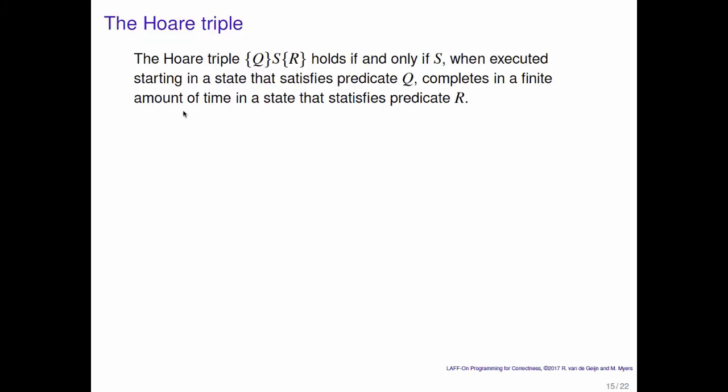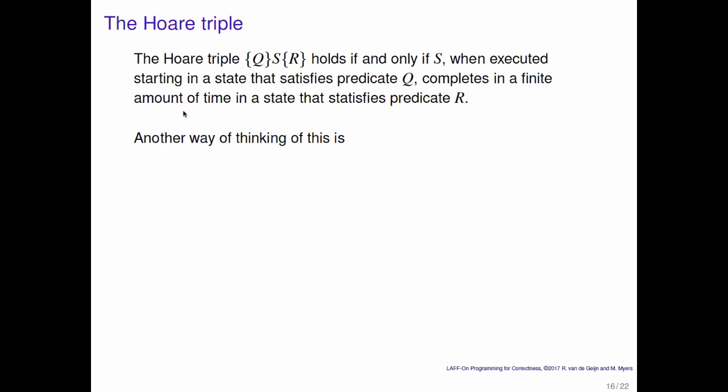So this is known as a Hoare triple, named after Sir Anthony Hoare, who introduced this first. The Hoare triple QSR holds if and only if S, when executed starting in a state that satisfies predicate Q, completes in a finite amount of time in a state that satisfies predicate R.